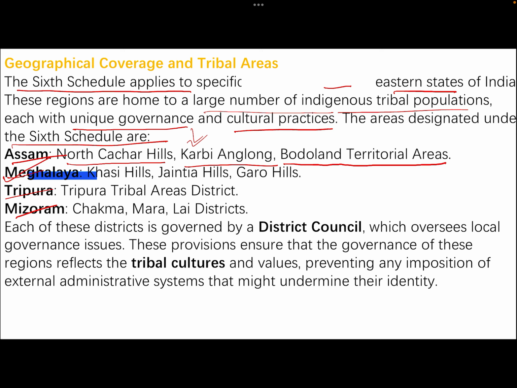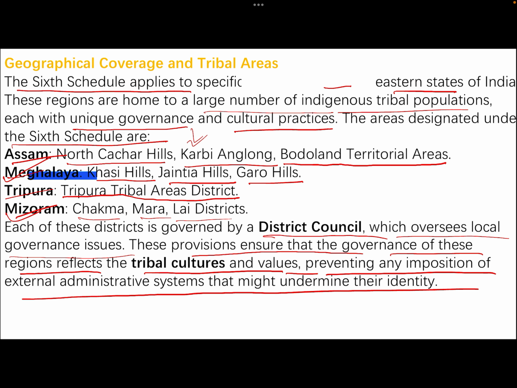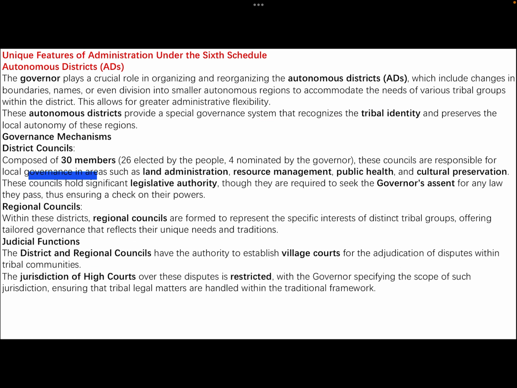In Meghalaya, you have Khasi Hills, Jaintia Hills, and Garo Hills. In Tripura, you have the Tripura Tribal Areas District. In Mizoram, you have Chakma, then Mara, Lai districts, etc. These are tribal areas under the sixth schedule of the Indian Constitution. Each of these districts is governed by district councils, which oversee local governance issues, and these provisions ensure that the governance of these regions reflects the tribal culture and values, preventing any imposition of an external administrative system that might undermine their identity.